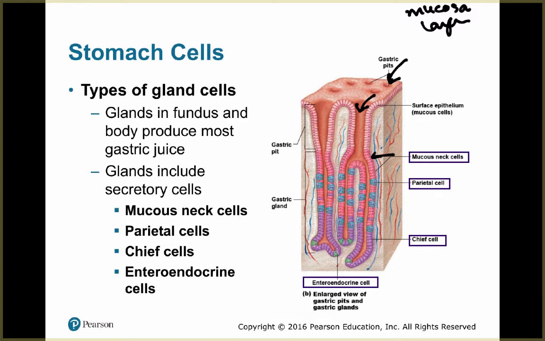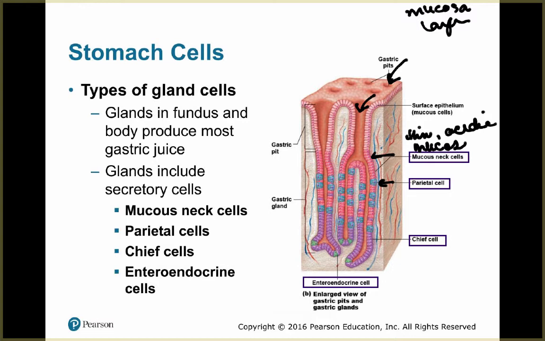Again, if you remember, mucus cells help to produce a thin, acidic mucus. Now, they don't really know what its known function is at this point. Now, if you look, these little turquoise ones right there are parietal cells.